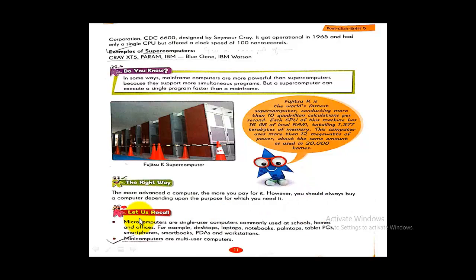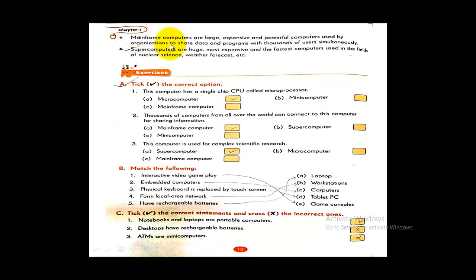Okay, now let us recall. Microcomputers are single user computers commonly used at homes, offices, schools, for example desktops, laptops, notebooks. These things I have just told you. Now mini computers are multi-user computers. Then mainframe computers are large, expensive and powerful computers used by organizations to share data and programs with thousands of users simultaneously. Now supercomputers are huge, most expensive and the fastest computers in the fields of nuclear science, weather forecasting. Now here completes our chapter number 1, that is types of computer.